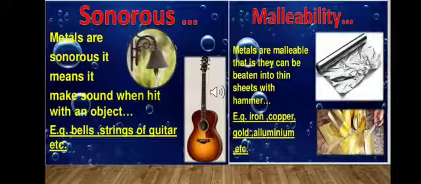Next property is malleability. Metals are malleable, that is, they can be beaten into thin sheets with a hammer. For example, we use aluminum foils at home. Aluminum is a metal and we can easily draw it into sheets. Other examples are iron, copper, gold, etc.